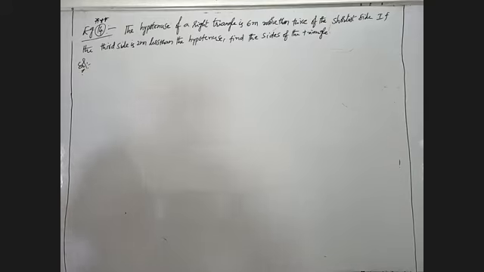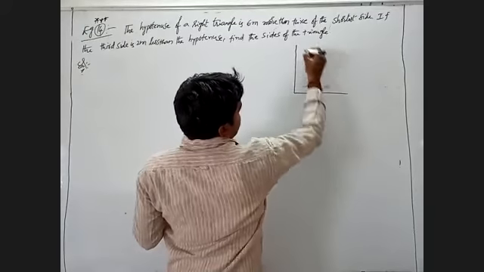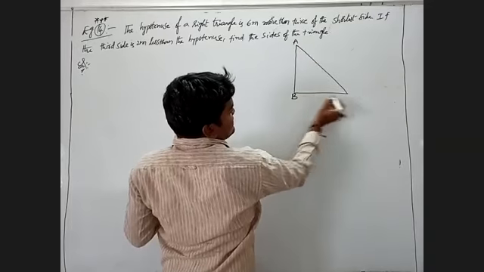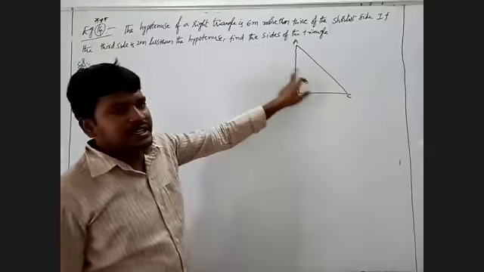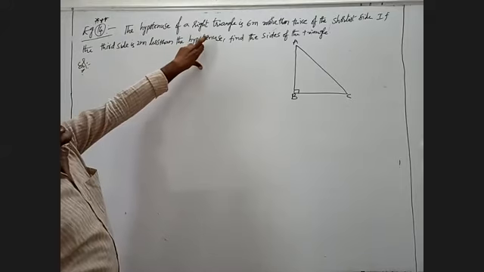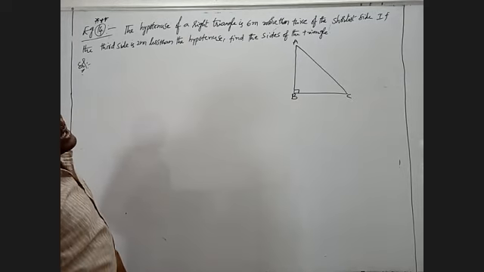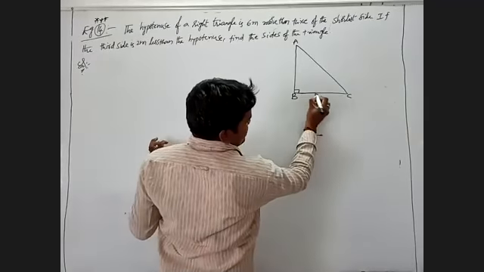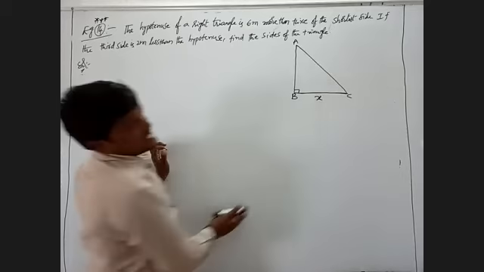The hypotenuse of a right angle triangle. First, I will draw a right angle triangle, named ABC. This is the hypotenuse, this is the height, and this is the base. The hypotenuse of a right angle triangle is 6 meters more than twice the shortest side. In this triangle, this is the shortest side, which I will take as x.